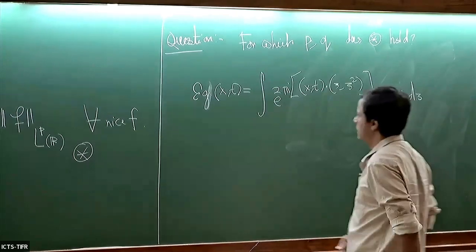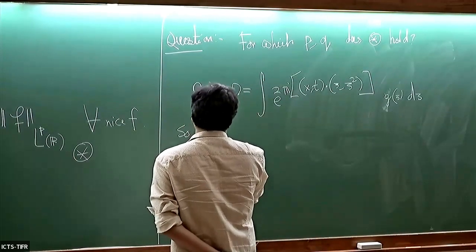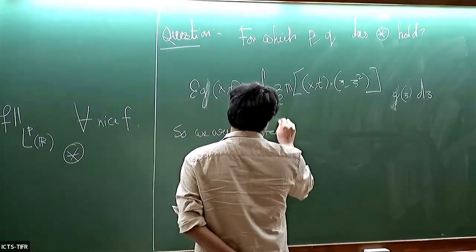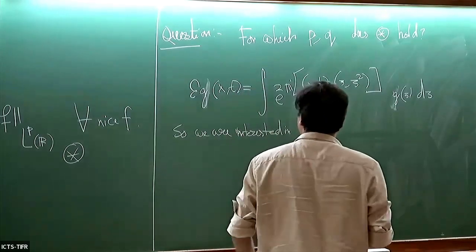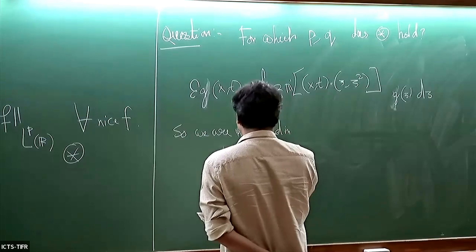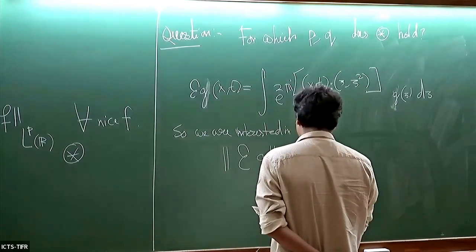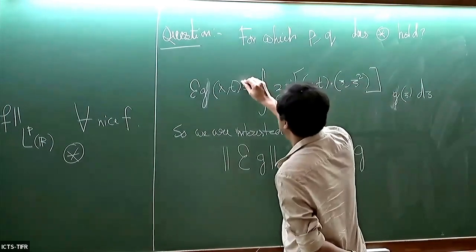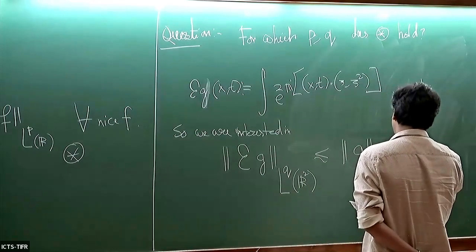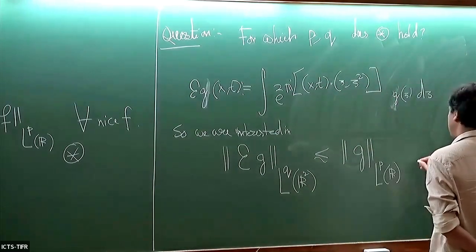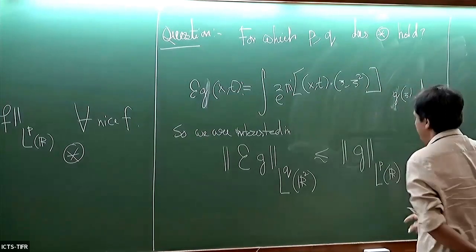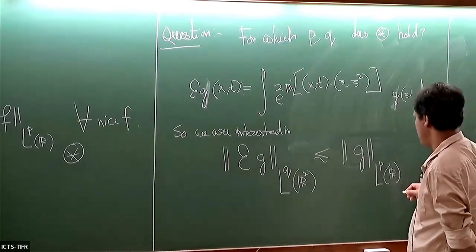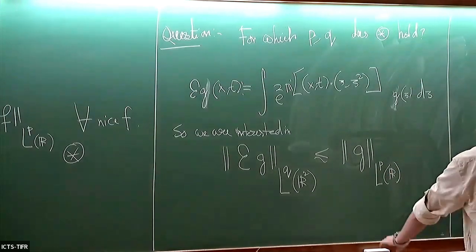By duality, we are interested in the extension of g, the Fourier extension operator, as a map from L^p of R to L^q of R^2, for certain p and q. We are yet to determine what p and q should be if such an inequality holds.